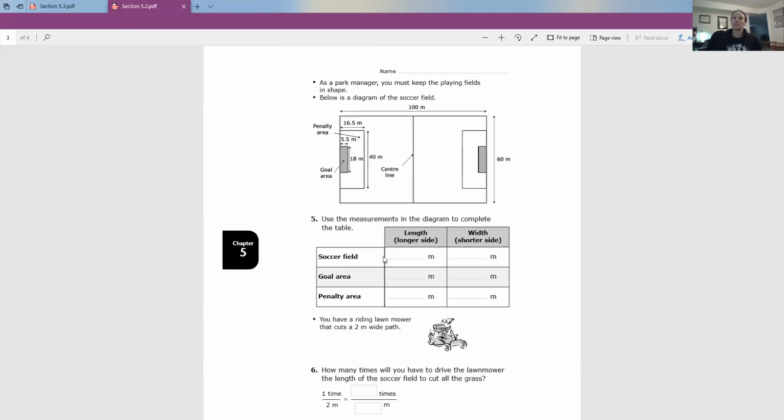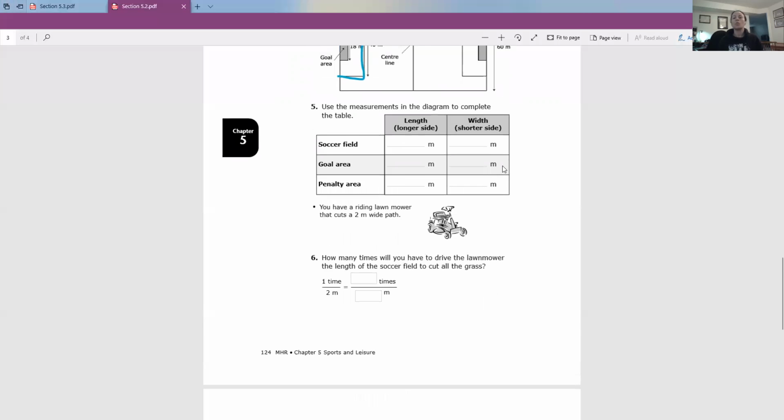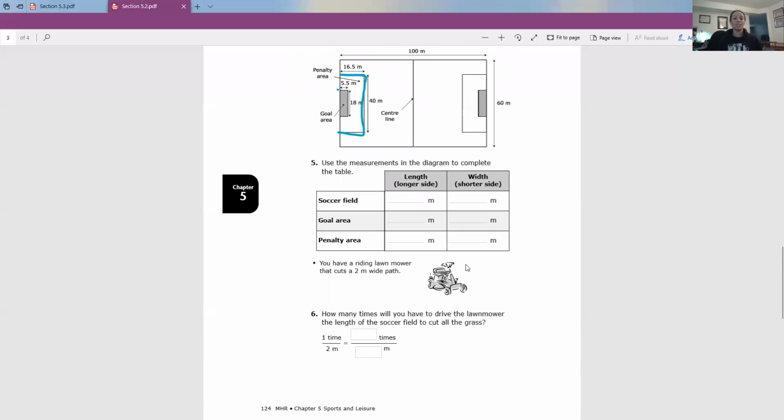You are to measure and determine the length of the soccer field and the width of the soccer field. The length is the longer side and the width is the shorter side, and all the values are given to you. Do it for the goal area, which is the dark gray right here and here, and you'll see the measurements there. And then the penalty area, which is the kind of the middle box. And again, they give you the length and the width, okay? Now, once you've got those, you're gonna pretend that you're gonna line the field and you're gonna cut the grass.